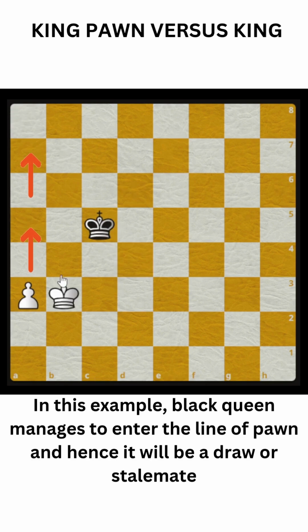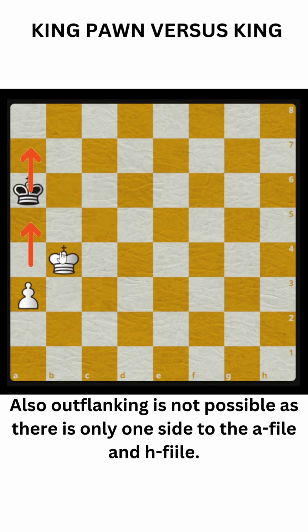In this example, the black king manages to enter the line of the pawn and hence it will be a draw or stalemate. Also, outflanking is not possible as there is only one side to the A file and H file.